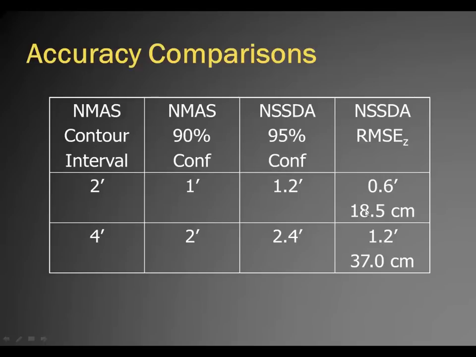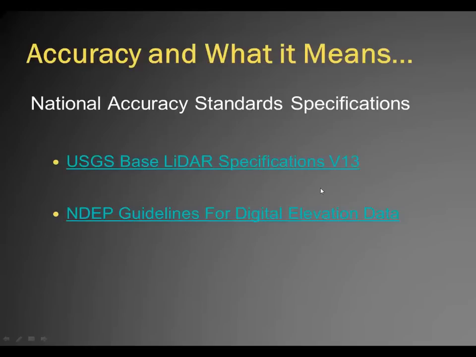You can see that we're well within the standard of the 2-foot contour intervals, either determined by the NMAS or the NSSDA. These standards you can read more about at the USGS site, and understand a little more about accuracy standard specifications.